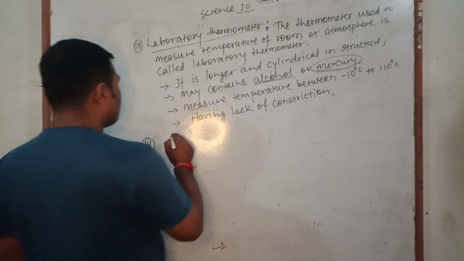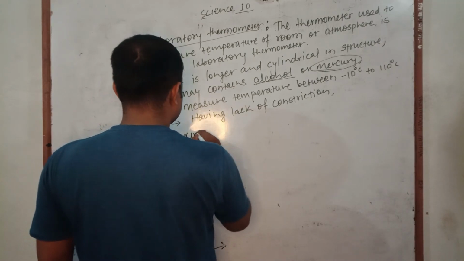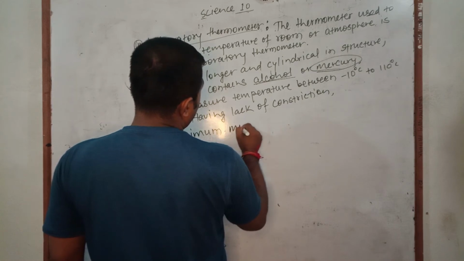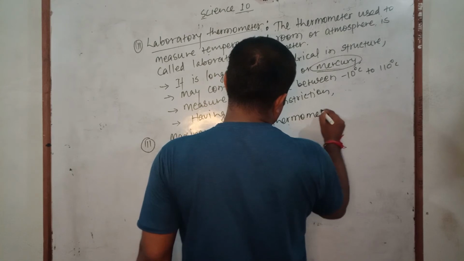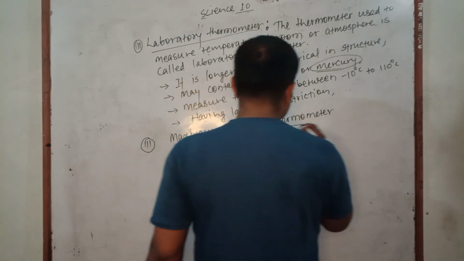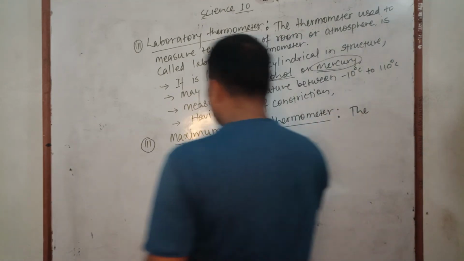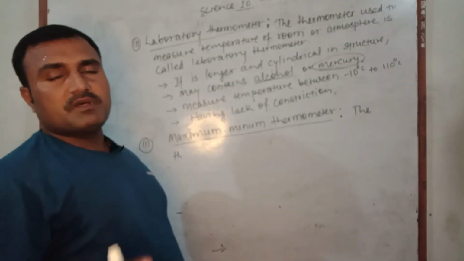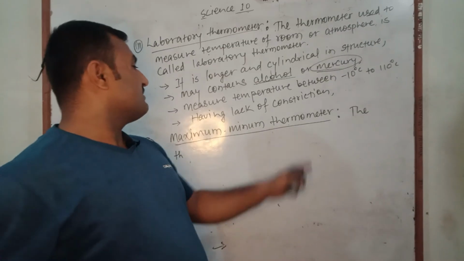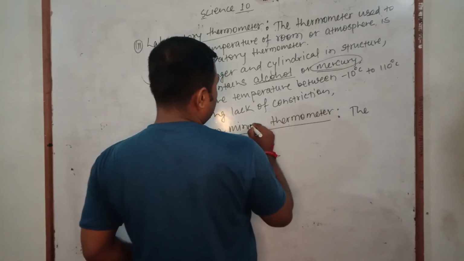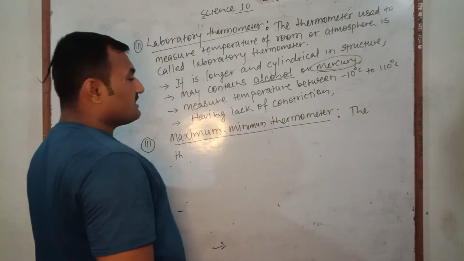And the third type of thermometer is the maximum minimum thermometer. Listen. That maximum minimum thermometer is used to measure the maximum and minimum temperature of the day at the same time. Therefore it is called maximum and minimum thermometer or maxima minima thermometer.